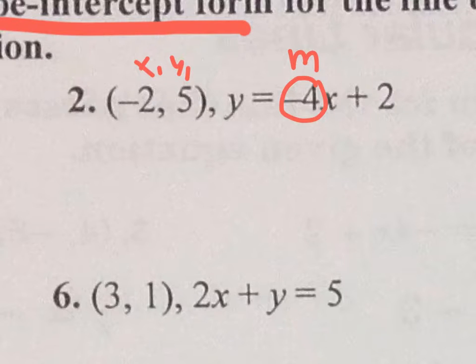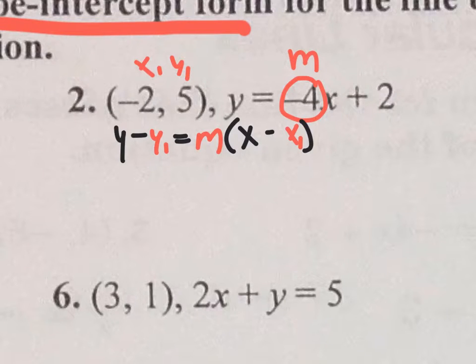So which of the 3 forms is the easiest to plug it into? Yes, point slope. Why? Because they give you a point and indirectly they give you a slope. So in case you forgot, point slope is y minus y1 equals m, parenthesis x minus x1 close parenthesis. That's point slope form. So let me plug in my values.